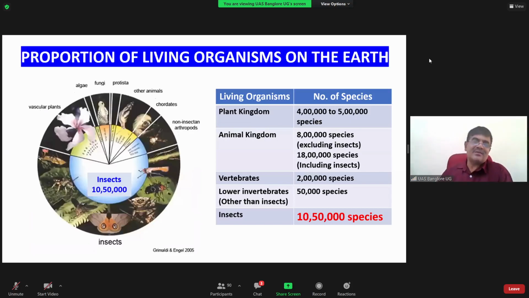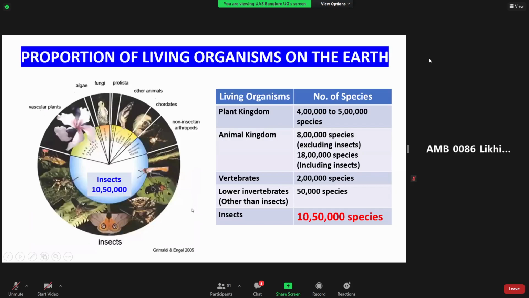Around 2 lakh vertebrate species have been described so far. And coming to the lower invertebrates other than insects, there are 50,000. The major share goes to insects. As I told you, insects are around 10 lakh 50,000 species described so far on the Earth surface. If you look at all organisms, more than 50% of the organisms are insects.